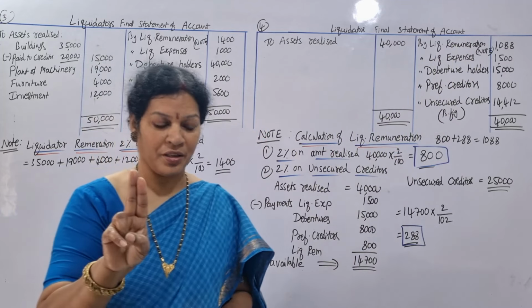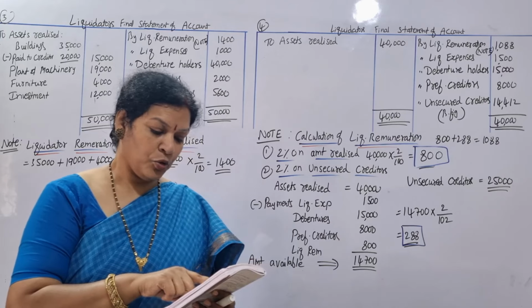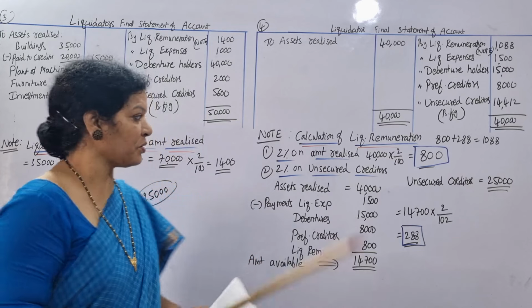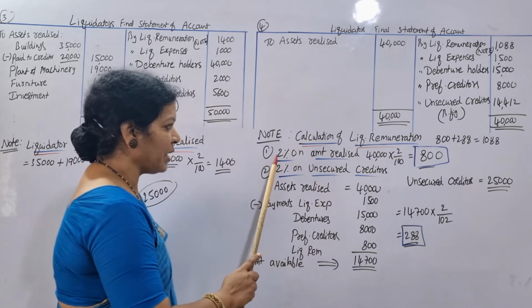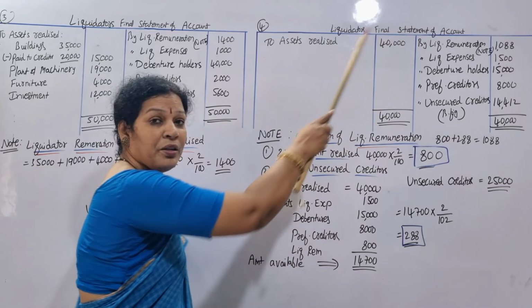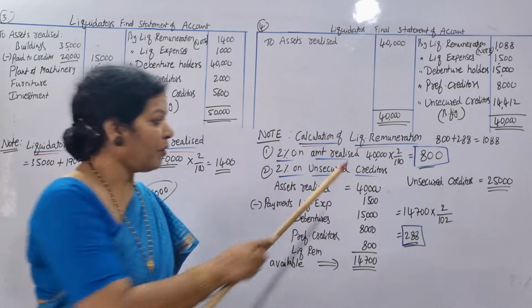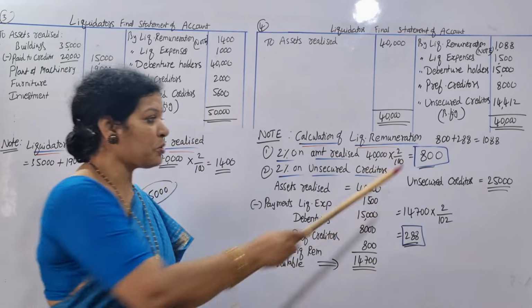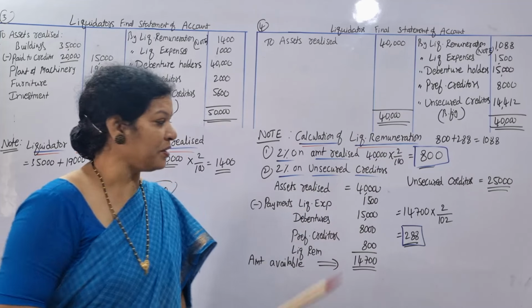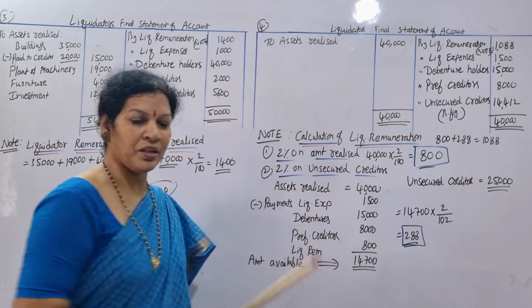Two commissions are there. One is 2% on the amount realized. So here two bits I am taking. First one is 2% on amount realized. Amount realized is how much? 40,000 we know. On 40,000, 2% comes to 800. Second one is 2% on unsecured creditors.